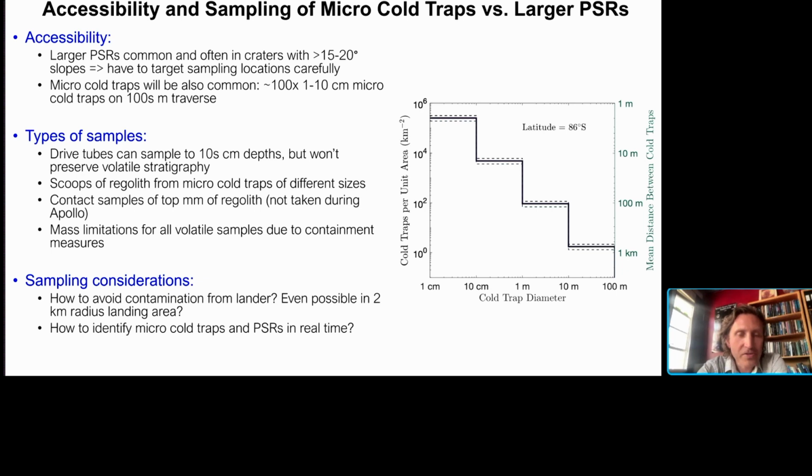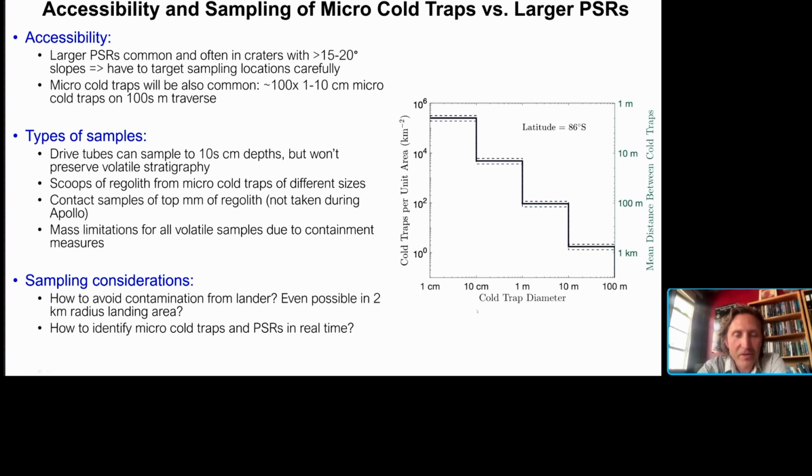In terms of the types of samples that should be acquired of micro cold traps, it would be interesting to get a drive tube sample of a 1 centimeter PSR, but the information below a few centimeters depth won't really be relevant. So the scoops and the contact samples in the upper surface would be the most relevant for the micro cold traps, but then comparing the volatile content there to similar samples from the larger PSRs.